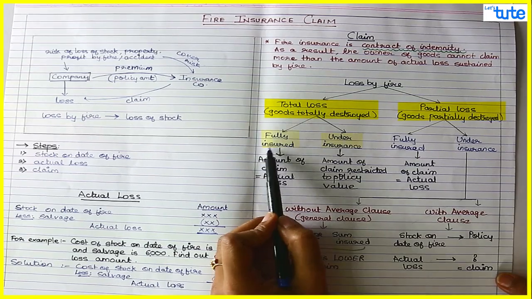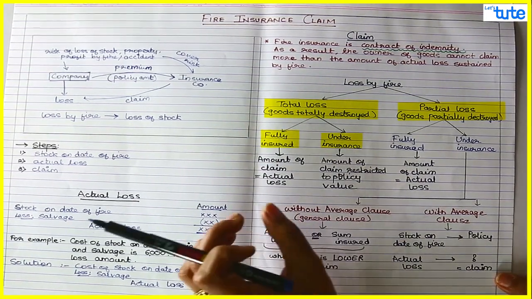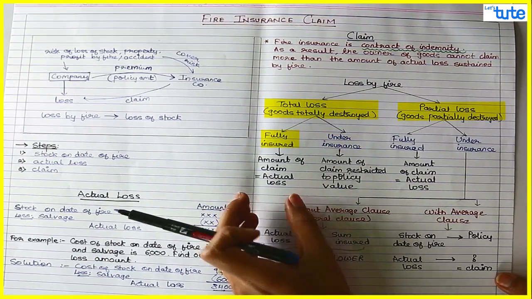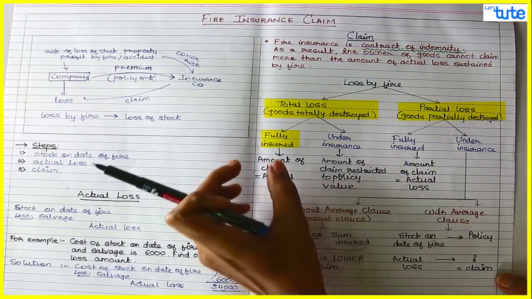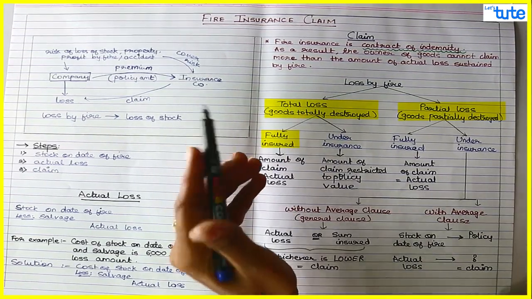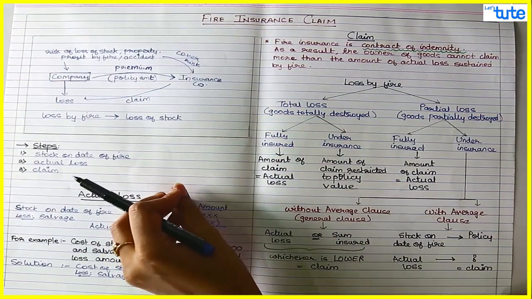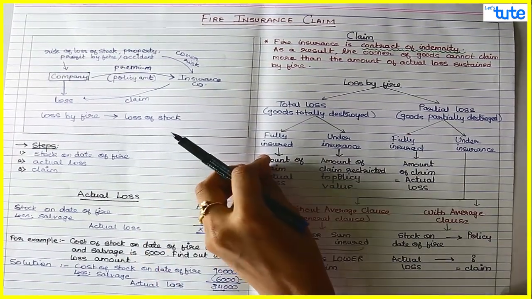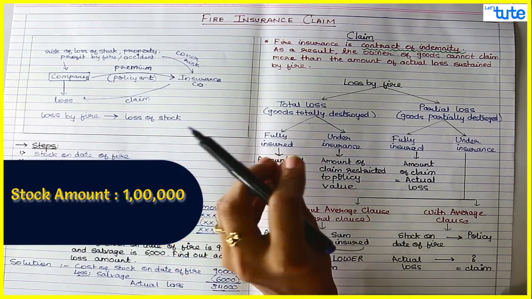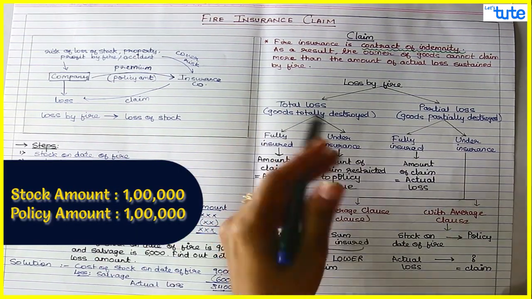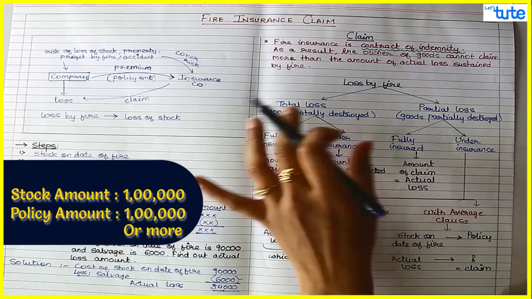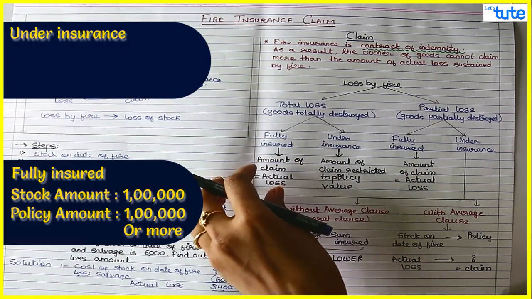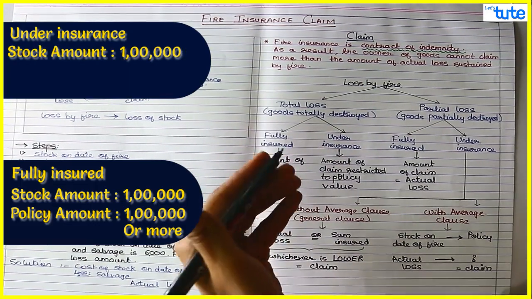Again, there can be two more possibilities: your entire stock is fully insured, or it can be that there is underinsurance. Now what do you mean by fully insured? Whatever stock is there in your godown is fully insured. So for example, if my stock in the godown at the place of fire is worth 1 lakh, I will have a policy worth 1 lakh or more than 1 lakh. So my stock is fully insured. What do you mean by underinsurance? Now my stock in the godown is 1 lakh, but the policy would be lower than 1 lakh.